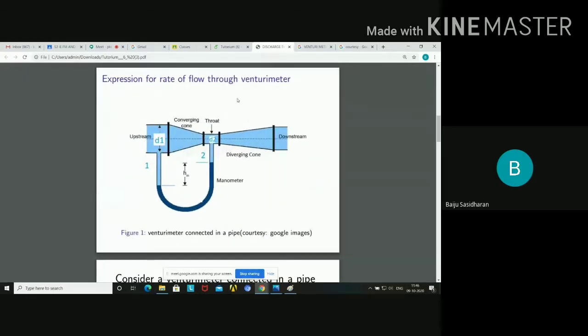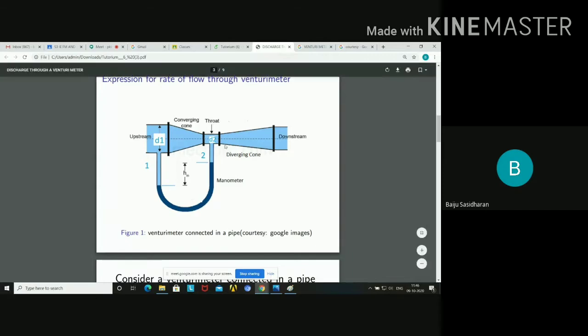This is the venturimeter. Here we have the pipe, and here also the pipe will be continuing. This will be the venturimeter. The venturimeter will have a short converging portion, then a throat, and after that a long divergent portion. These are the constructional details of a venturimeter.